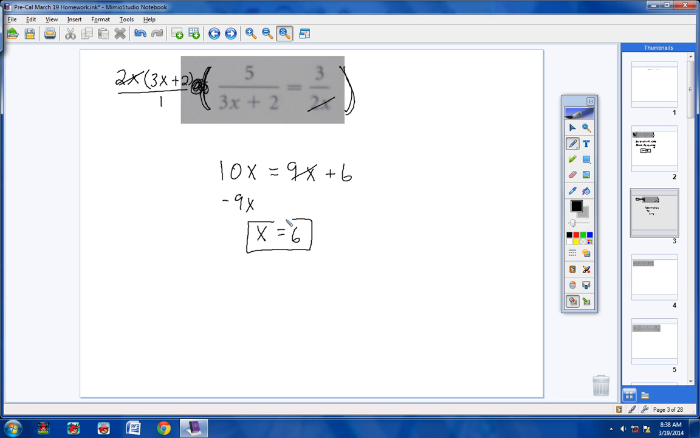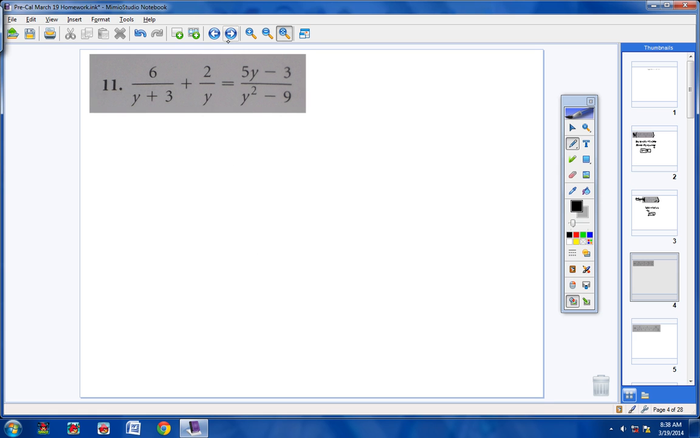And you always need to do that on these rational equations, because sometimes you will get extra or extraneous solutions. All right, number 11. Now we're getting a more difficult problem, which I enjoy.